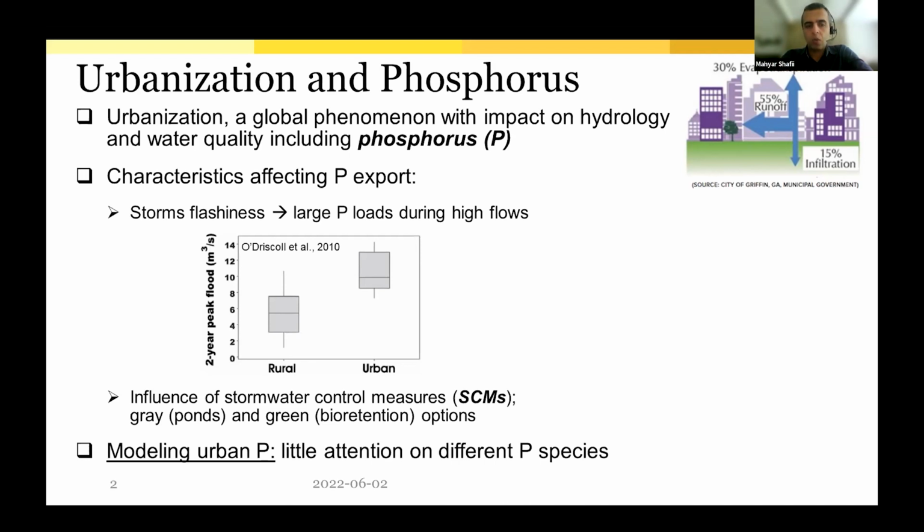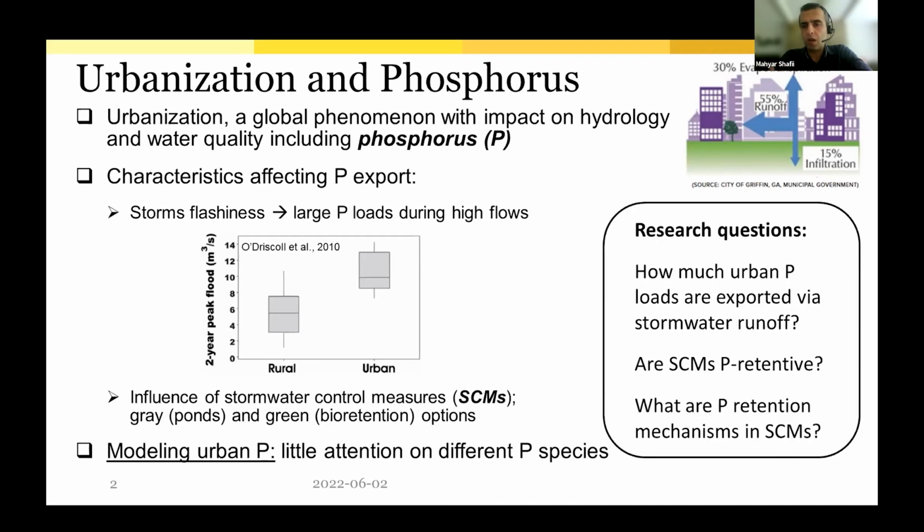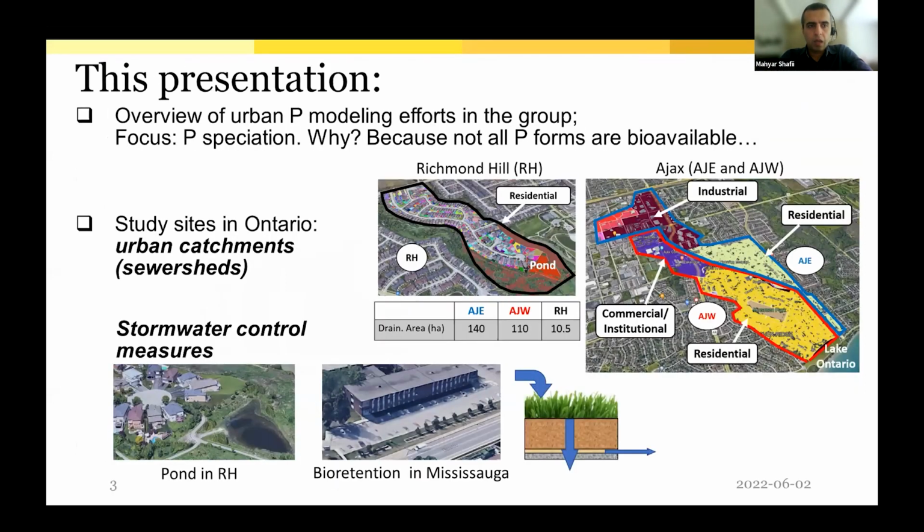However, when it comes to modeling urban phosphorus, little attention is actually focused on different phosphorus species. As a result, the questions that drive our work are: how much urban phosphorus load is actually being exported via stormwater runoff? And are these stormwater control measures actually a sink of phosphorus? And if they are, what are the main retention mechanisms in them?